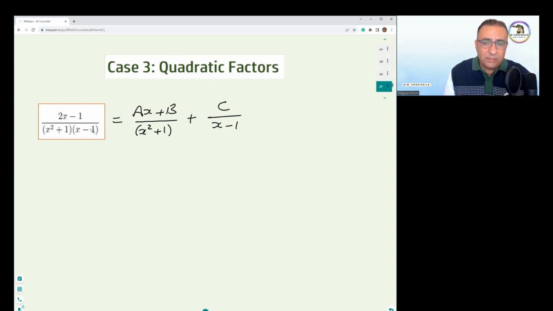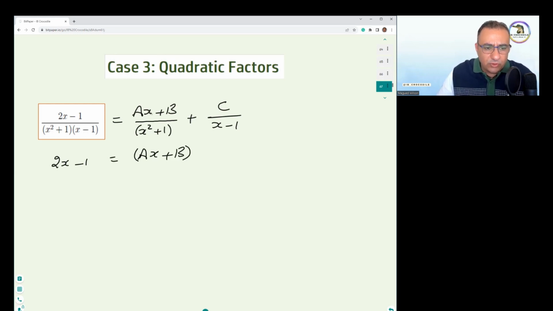Now you tell me what is the next step. You may pause the video if you like and go ahead and solve this, and then come back to me after, and then you double check. So the next step is to multiply both sides by the denominator. So here it is going to be 2x minus 1. So I'm going to multiply by the whole thing here, right? And then that is equal to Ax plus B, right?